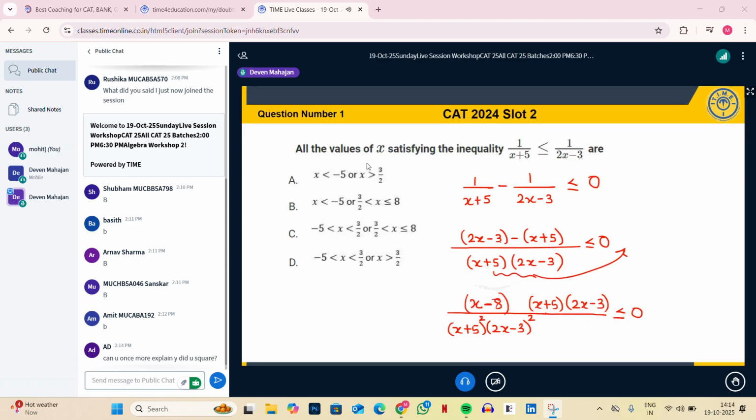When you are transferring a term to the right hand side, you are technically multiplying both sides by that number. We are multiplying both sides by x plus 5 into 2x minus 3, right? Now in inequalities, when you are multiplying by some number on both sides, the sign changes if you are multiplying by a negative number.